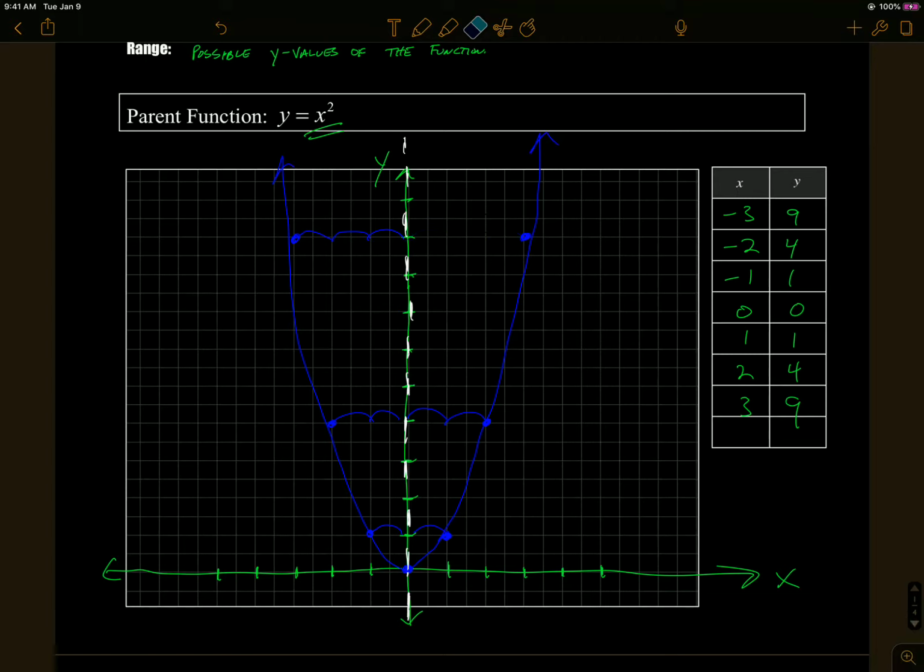A couple of things to look at here. Get rid of this stuff.